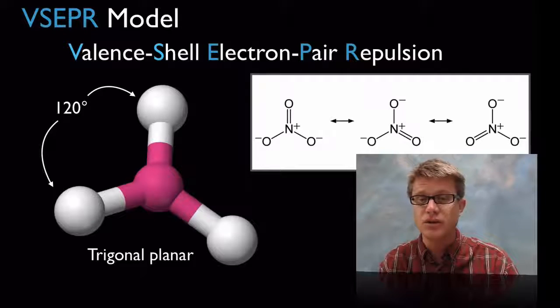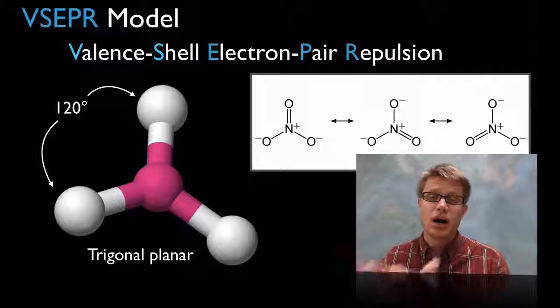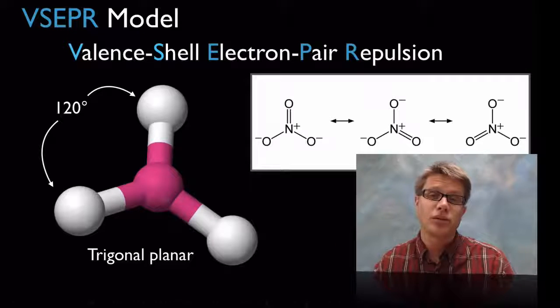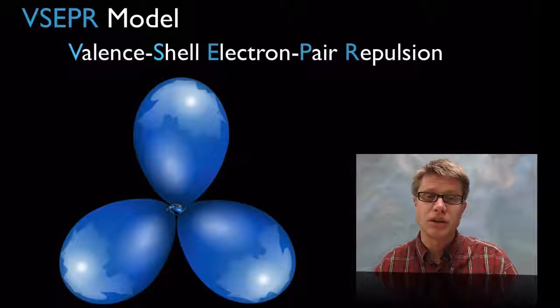So it's going to have these 3 atoms coming out. It's going to be a 120-degree angle between the two. But it's also going to be flat at this point. Again, quick organic chemistry note, we call this sp2 hybridized. So again, we haven't got to this 3rd dimension yet, but we're quickly going to get there.